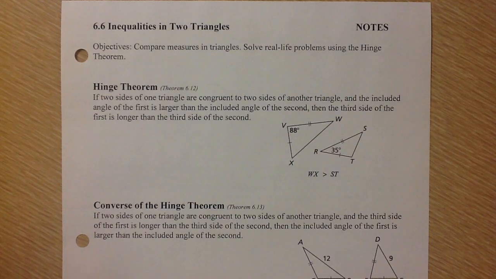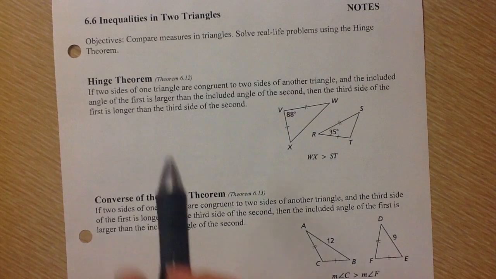So here we're going to have multiple triangles. In the last section, we were just comparing angle measures in one triangle, and then saw some real life problems using the hinge theorem. We'll have one new theorem today and its converse. From the previous video you watched, you kind of saw the gist of the hinge theorem, but here's the hinge theorem in formal words.